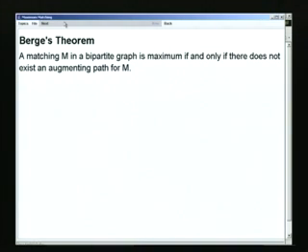Okay, so let's now prove this theorem. The proof is in two parts, since this is an if and only if theorem. The first part is the only if. So what are we required to prove over here?